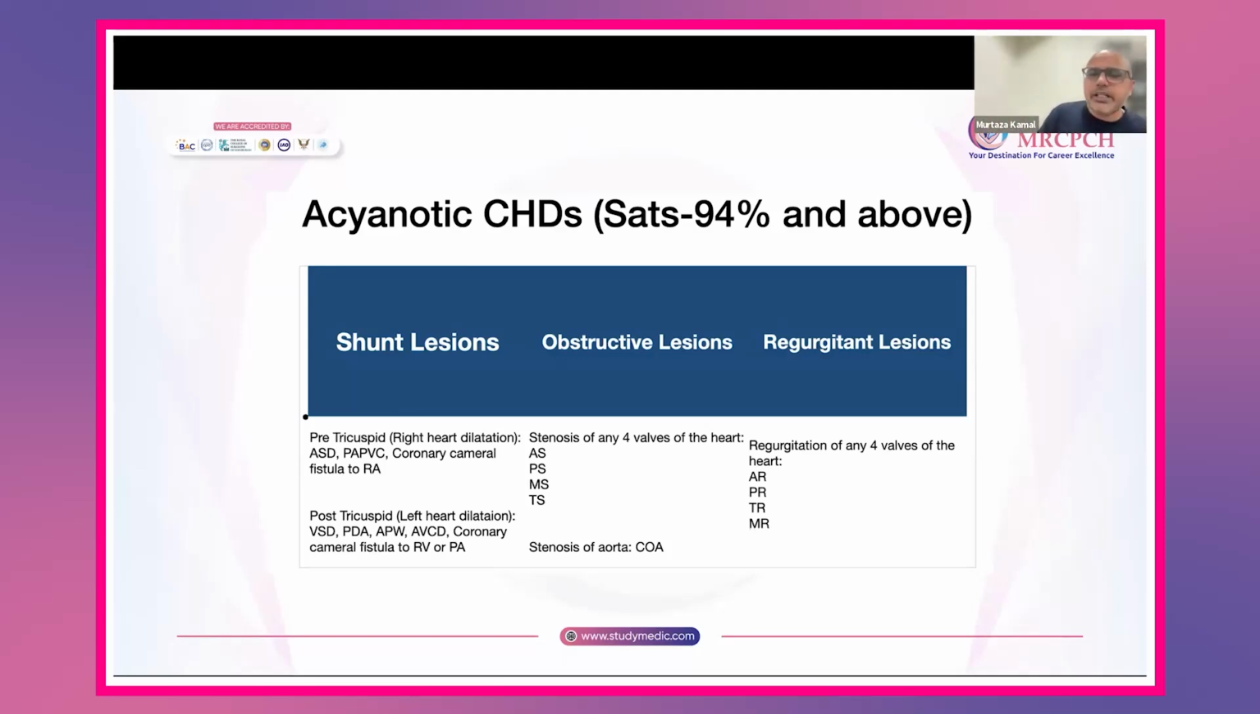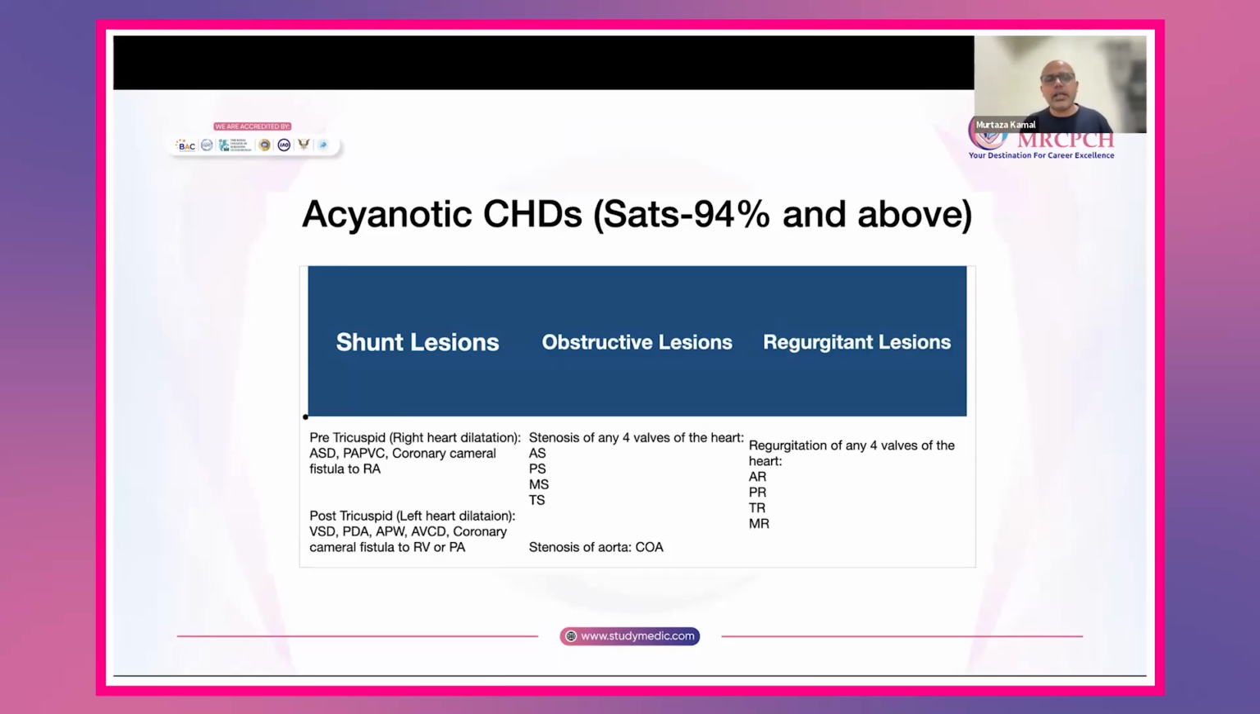Moving on to the regurgitant lesions, there are four valves again, and they can leak. So the aortic valve can lead to AR, pulmonary valve can lead to PR, tricuspid valve can lead to TR, mitral valve can lead to MR. So AR, PR, MR, TR. So these are the regurgitant lesions.